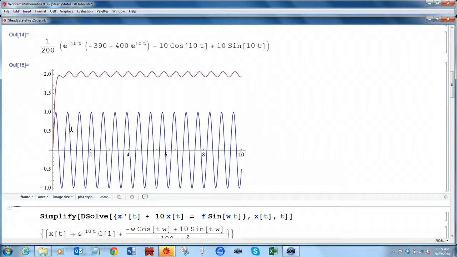Give me an omega. 2. Okay. So if omega f is 2, this would be 1 divided by the square root of 10 squared plus 2 squared, which is 4. So 1 divided by the square root of 104. Let's see if Mathematica agrees with us.